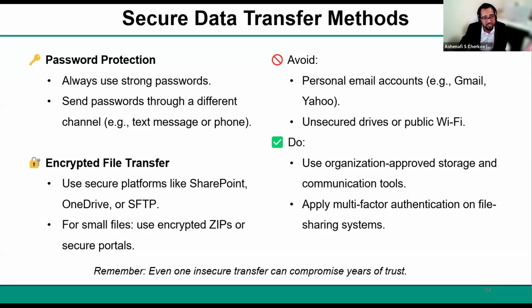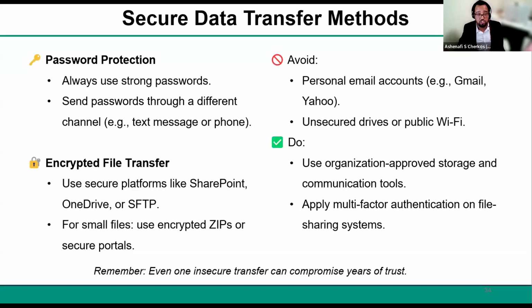To the right of this slide, you can see certain things that we should and shouldn't do. When we are doing our organizational activities, we shouldn't use personal emails like Gmail or Yahoo, and we should avoid using public Wi-Fi. If possible, we should use organizationally approved storage and communication tools, like OneDrive, and we should apply multi-factor authentication when it is applicable.